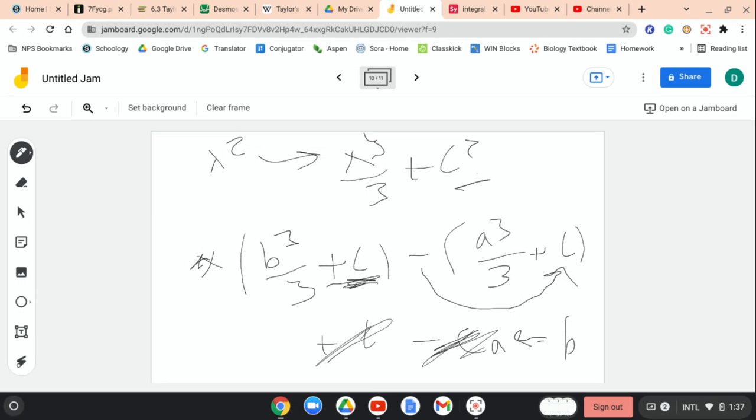So that is the fundamental theorem of calculus, arguably the most important thing in calculus because it is a bridge between the 2 main segments of calculus, as I said.